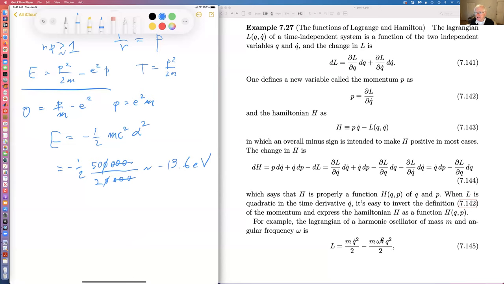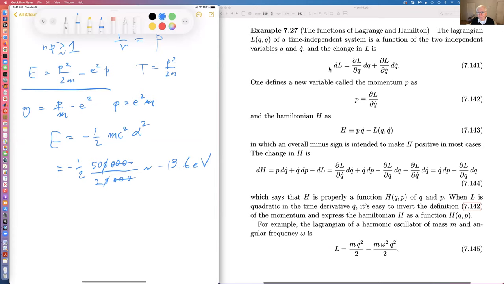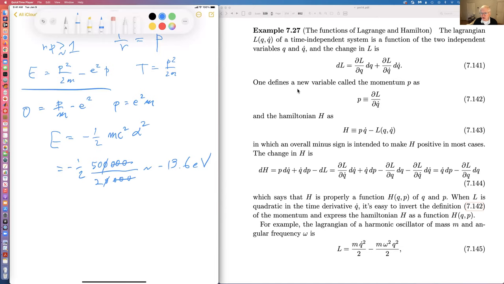The Lagrangian is typically taken to be a function of Q and Q dot, where sometimes it's just a single variable Q and Q dot. Other times Q is n coordinates, or 3n coordinates, and Q dot is 3n time derivatives. Anyway, the change dL is given by that, and the Legendre transformation is to define a new variable P, the momentum, as this partial here. And then you define the Hamiltonian as PQ dot minus L. So you do a Legendre transformation. And the overall minus sign is just to make H positive in most cases, H being an energy.